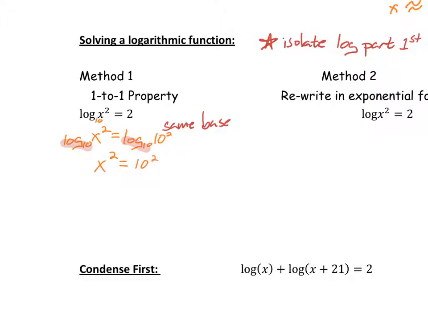equals 10 squared. Simplify this, x squared equals 100. Find the square root, and I get x equals, now I'm going to get 2 answers here, right? I'm going to have the positive 10 and negative 10. All right, another way to do this.